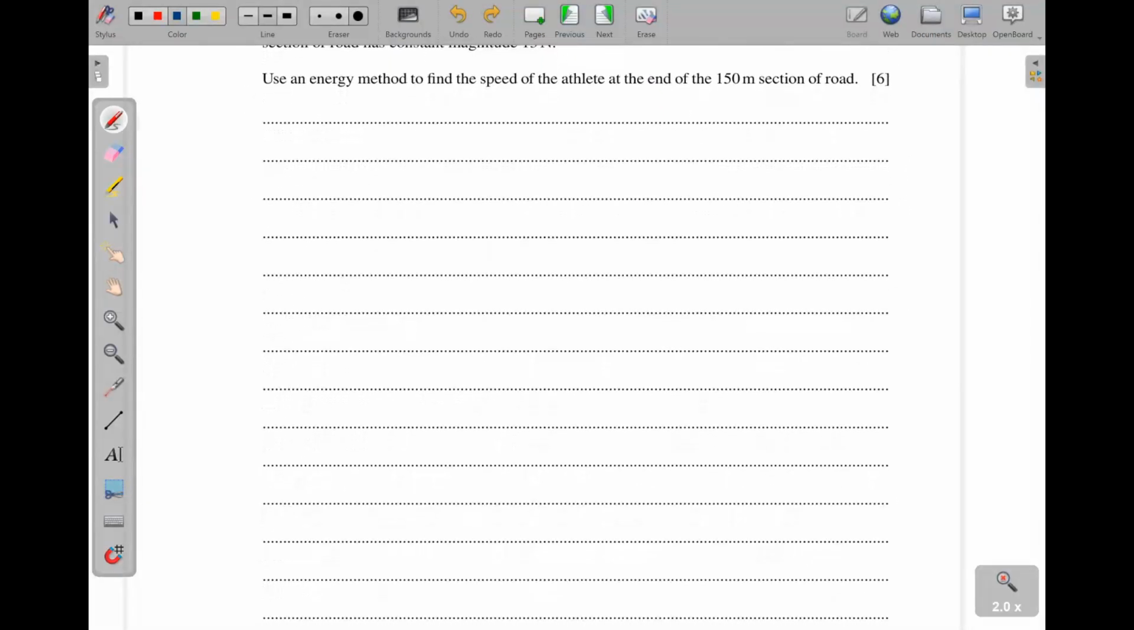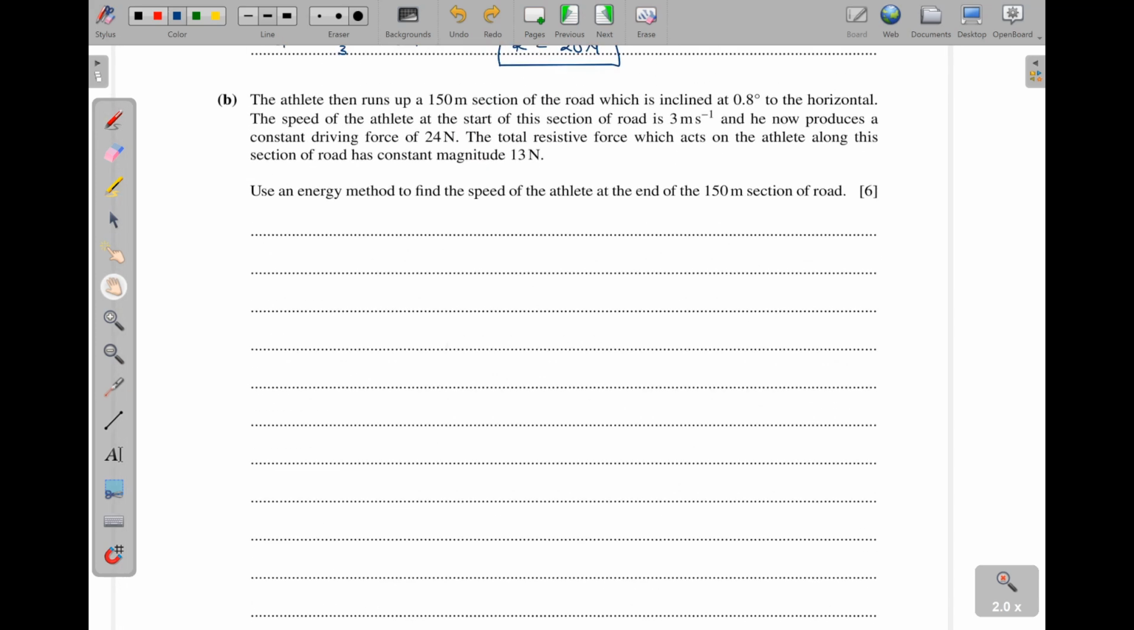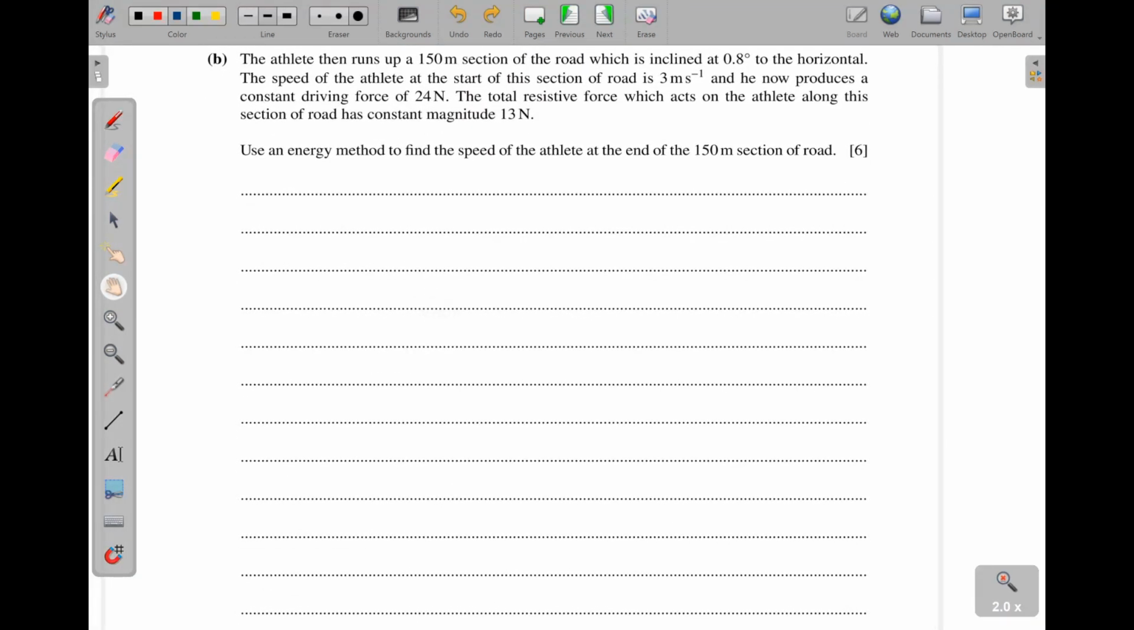Okay, now they are specific here. They said use an energy method to find the speed of the athlete at the end of the 150 meter section of the road. I'm going to draw something here, as we always do the drawing to help us identify the forces acting on the particle and everything that we need to use. So there is generation of vertical height here, and that is h.